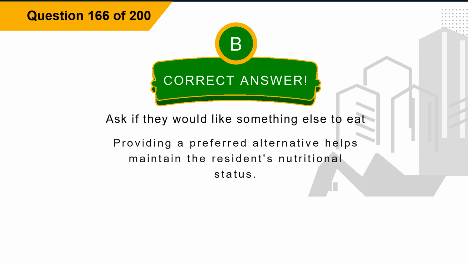The correct answer is option B, ask if they would like something else to eat. Explanation. Providing a preferred alternative helps maintain the resident's nutritional status.